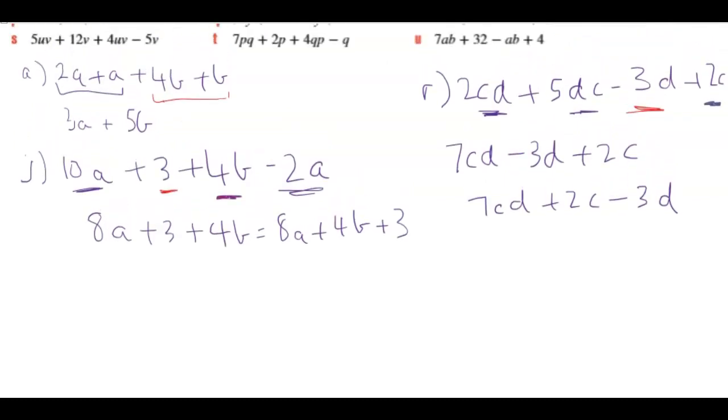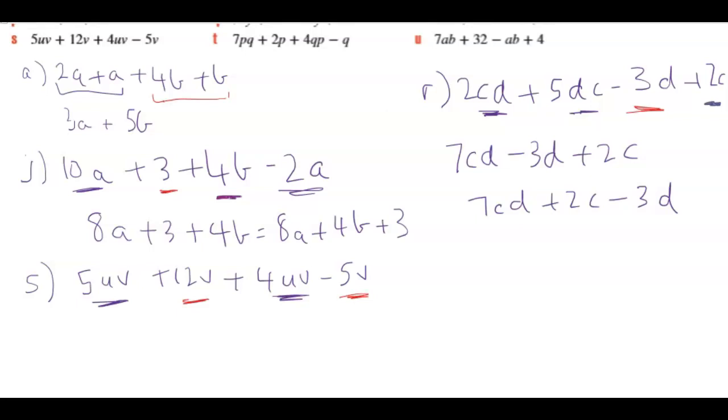Okay, so let's have a look at S now. Okay, so we've got 5UV plus 12V. Sorry, I know I'm all over the place, but hopefully you're following along. Plus 4UV minus 5V. Okay, so again, underlining our like terms. So I've got a UV there, a V here, so I'm not going to underline that. I've got a UV here, so I'm going to underline that one and just change colors. So here I've got a V and another V.